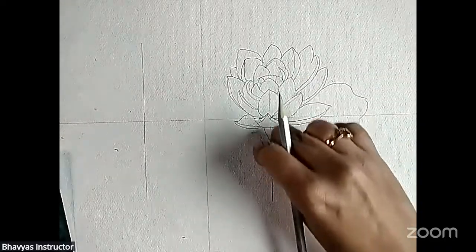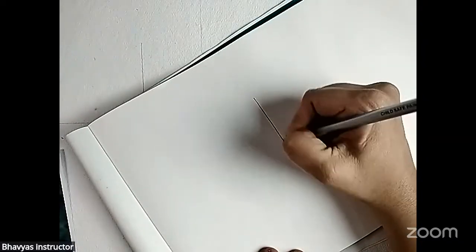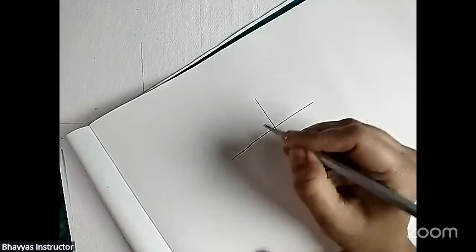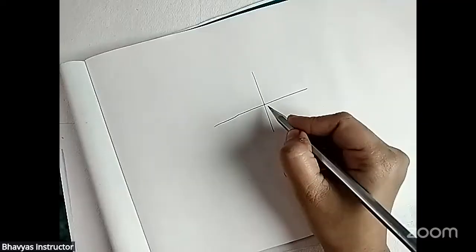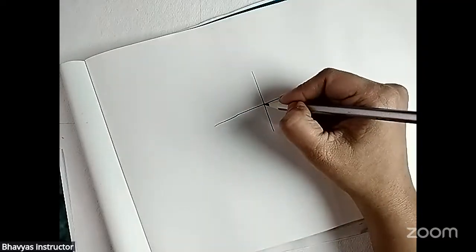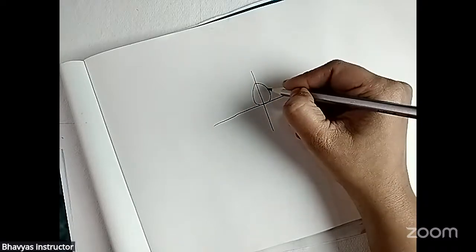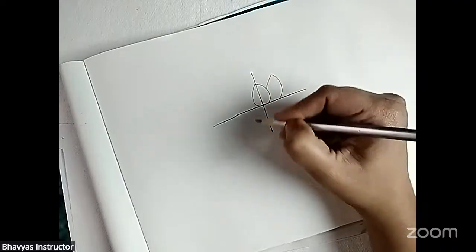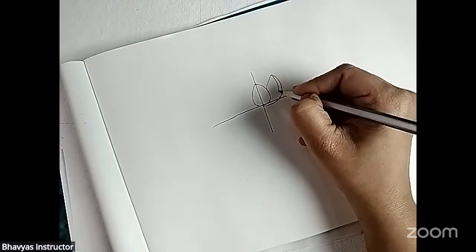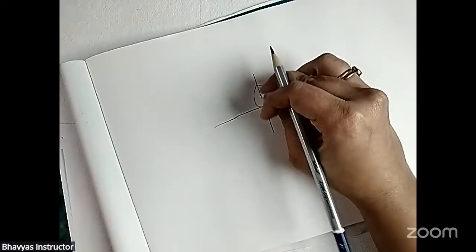You're not able to draw the petals? Every petal, you need to draw the same thing. This is the vertical and horizontal line. This is the intersection point. From here, you need to draw like this. If you are not able to follow the reference image, you can draw like this. If you are not able to follow the reference image, I'm again repeating. And just erase this part.